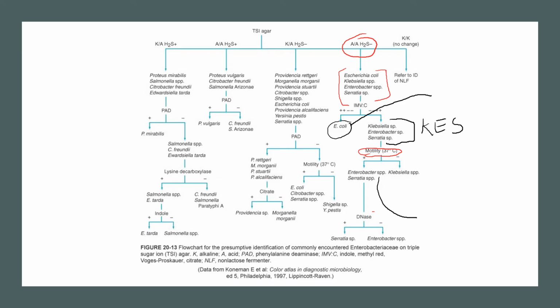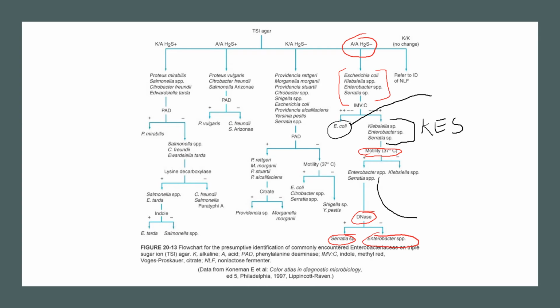Klebsiella will be non-motile, while Enterobacter and Serratia will be motile at 37 degrees centigrade. And to separate Enterobacter from Serratia, you would be testing for DNase. Serratia would be positive for DNase, and Enterobacter would be negative for DNase.